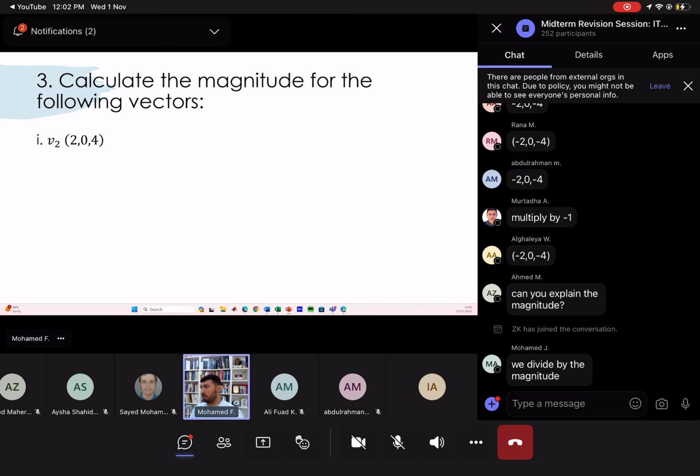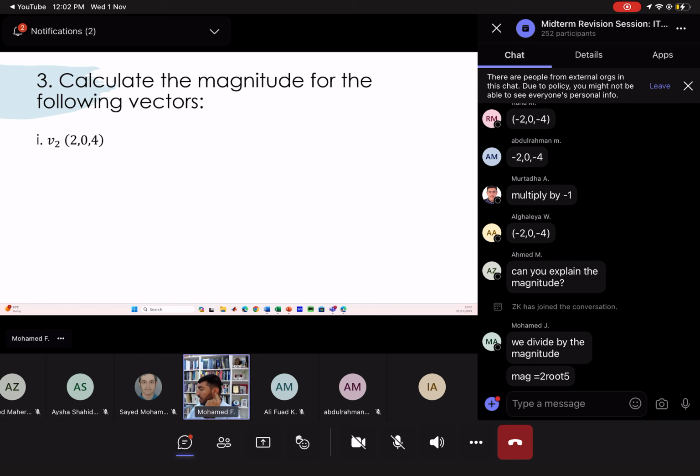I'll just download Octave because I don't have it, or I'll use MATLAB. It's almost the same. Okay, MATLAB is better. Yalla guys, find the magnitude. It's very easy.